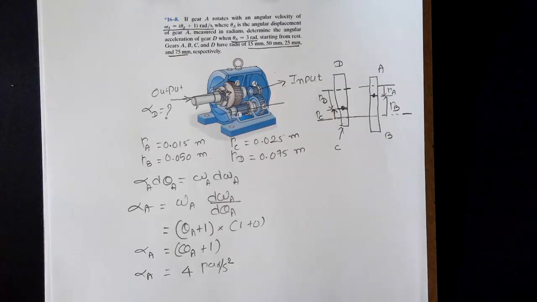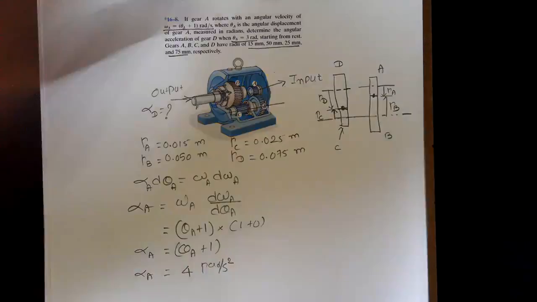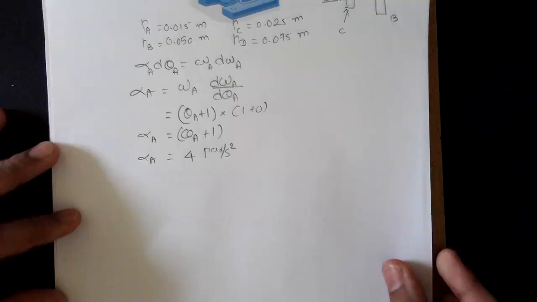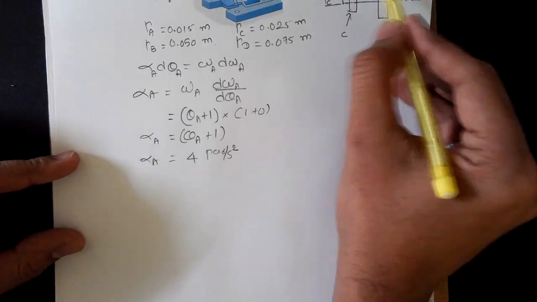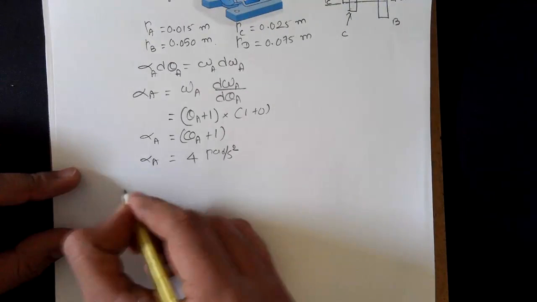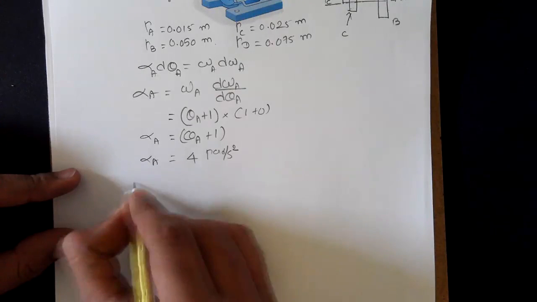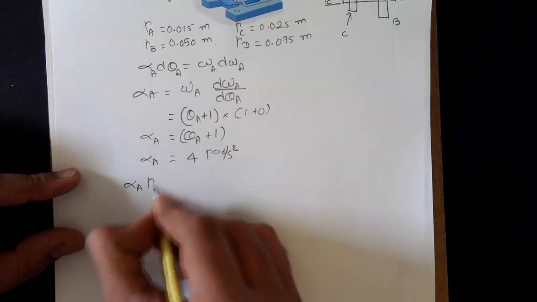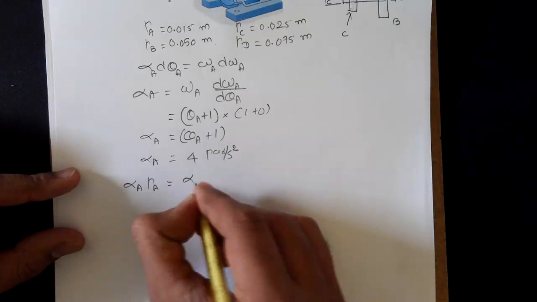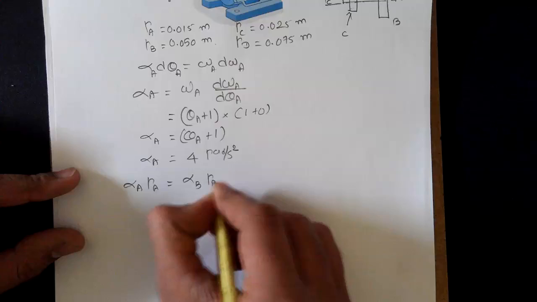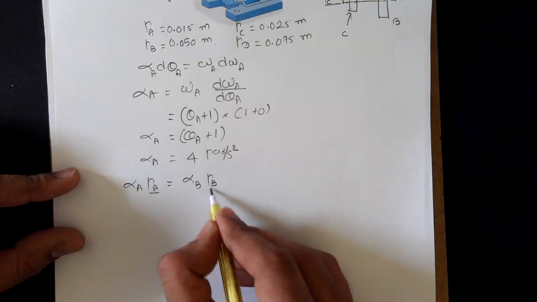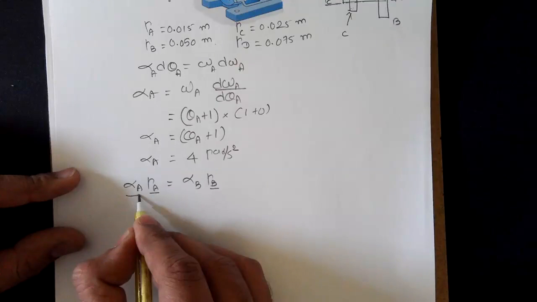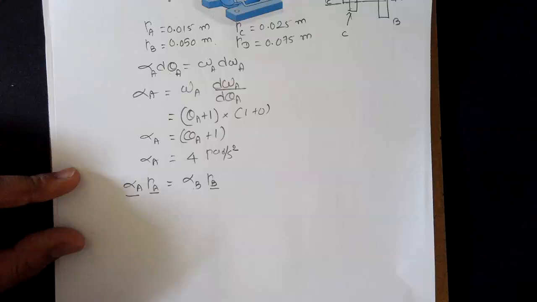For the next part, we need to calculate. So now the problem is simple. Now the next step is we need to calculate the angular acceleration of B. So A drives gear B and they have a common point of contact, so they both have the same tangential component of the acceleration. So we can say that alpha A multiplied by Ra is equal to alpha B multiplied by Rb. From this equation, we know the radius of gear A, we know the radius of gear B. We have already calculated the angular acceleration of gear A, so we can determine the angular acceleration of gear B.